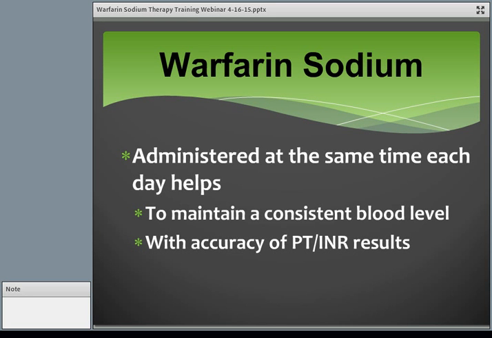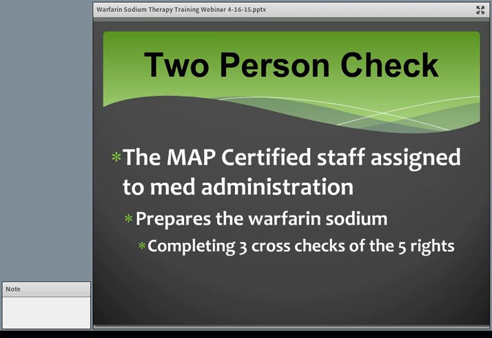Administering warfarin sodium at the same time each day helps to maintain a consistent blood level and helps with the accuracy of the PT-INR results. A two-person check is required to ensure the correct dose of warfarin sodium is prepared.